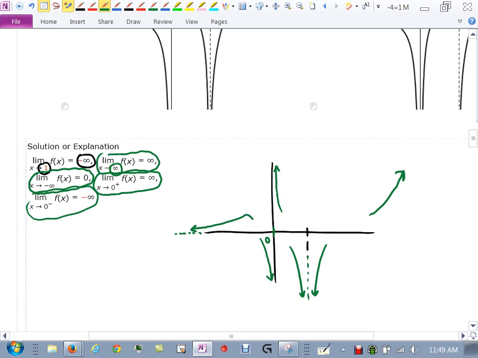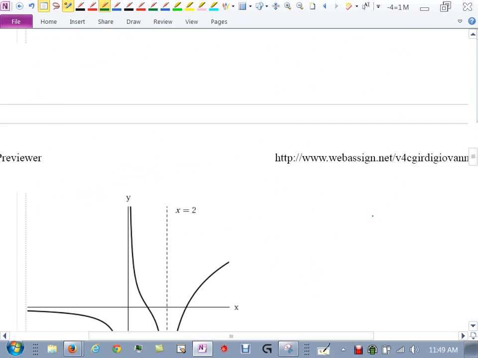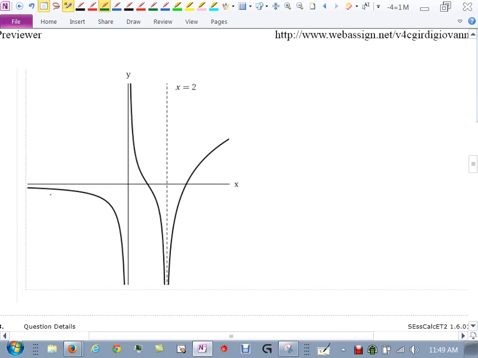And so, I could connect these together now like this. And it would be something like that. That's an example of a function that satisfies all of those. Now let's see how close theirs is. Theirs has the same thing.